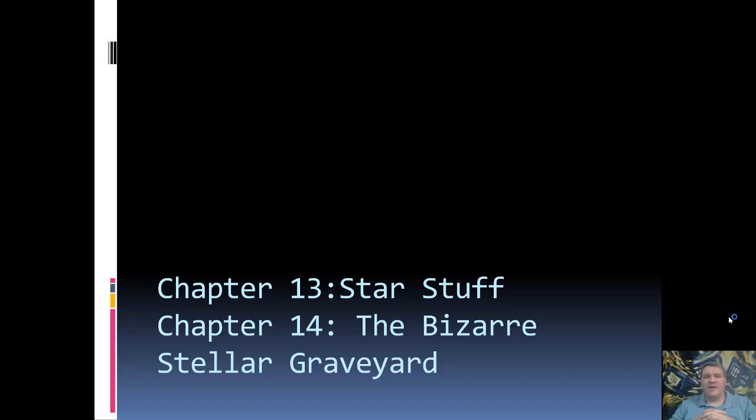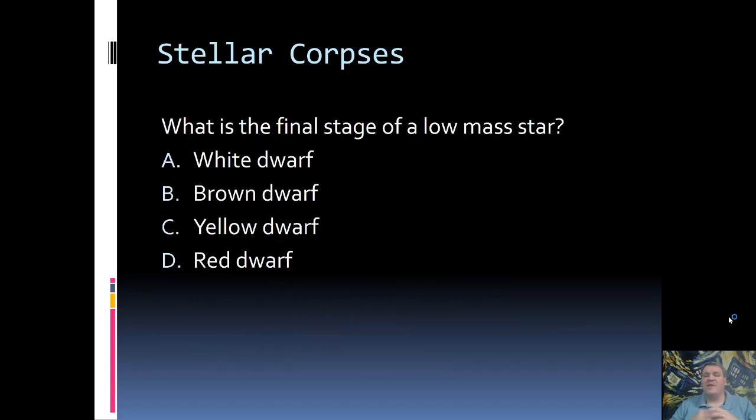So now that we've talked about the life cycle of high and low mass stars, we're going to start talking about stellar remnants. These are the things that the stars leave behind after they've died. But before we get to that, here is our third lecture quiz question.